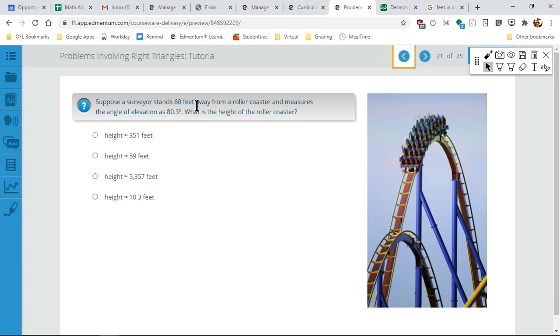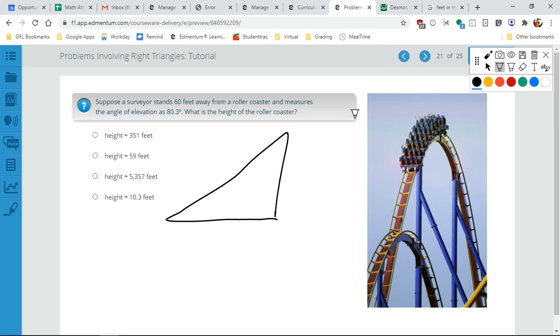Suppose a surveyor stands this far from a roller coaster. The angle of elevation is this. What's the height of the roller coaster? Yep, and you want to know how tall that roller coaster is. Or even if you want to know how your app does it, this is how your app does it.